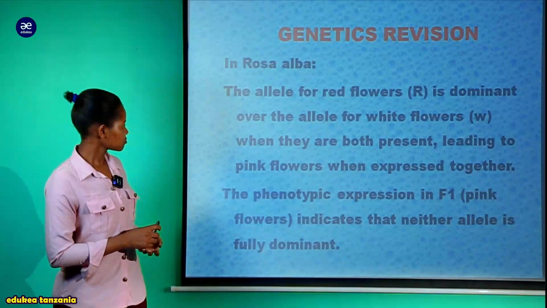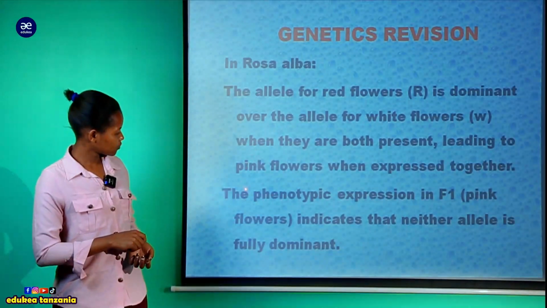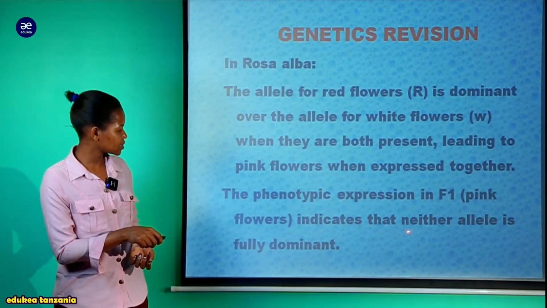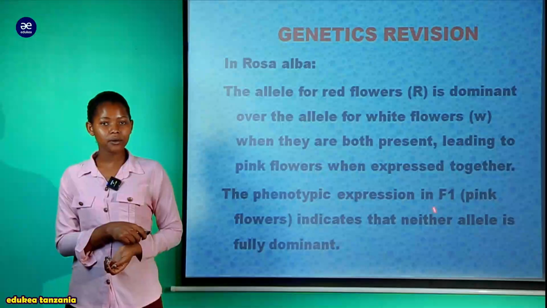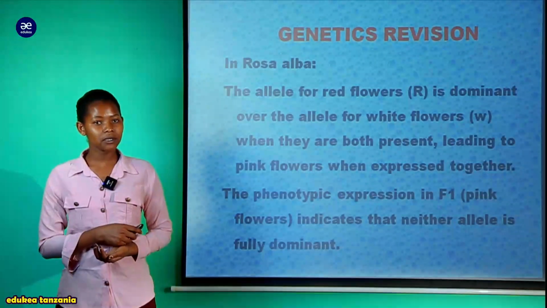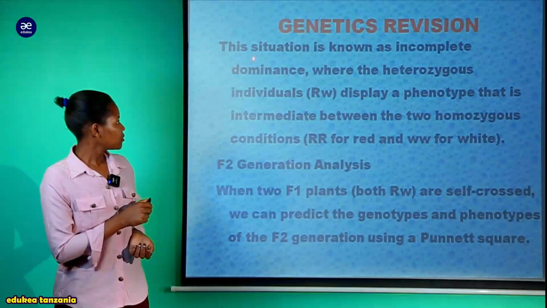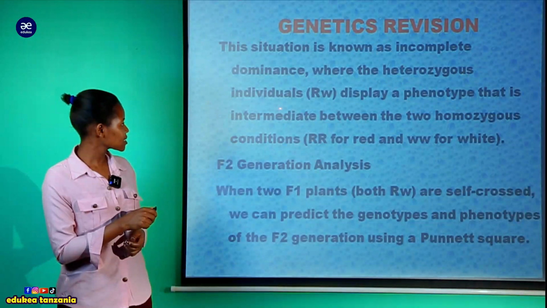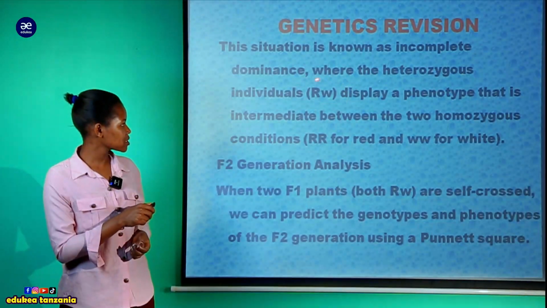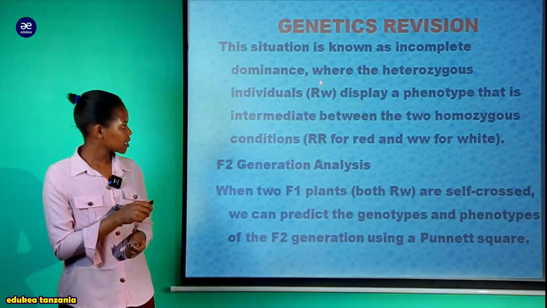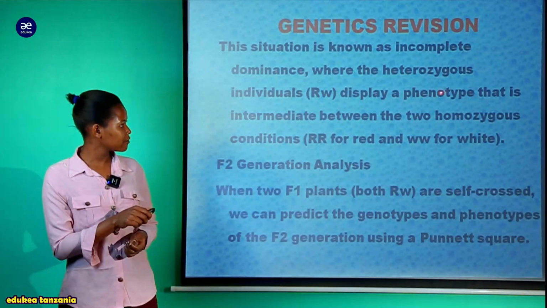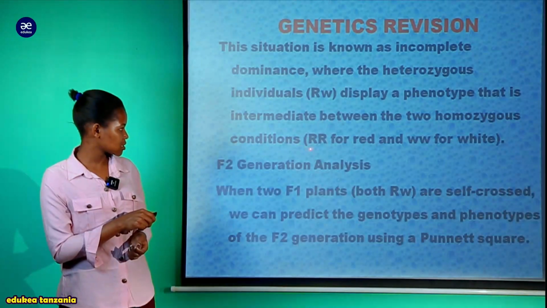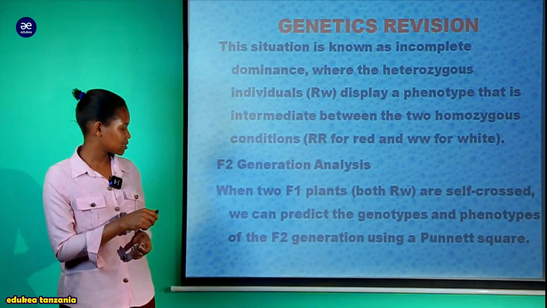And now, as you can see here, the phenotypic expression in F1, the pink flowers, indicates that neither allele is fully dominant. Up to here, nahisi umeelewa vizuri. And now, this situation is known as incomplete dominance, where the heterozygous individuals ambao watapossess capital letter R na capital letter W display a phenotype that is intermediate between the two homozygous conditions, the red and the white.